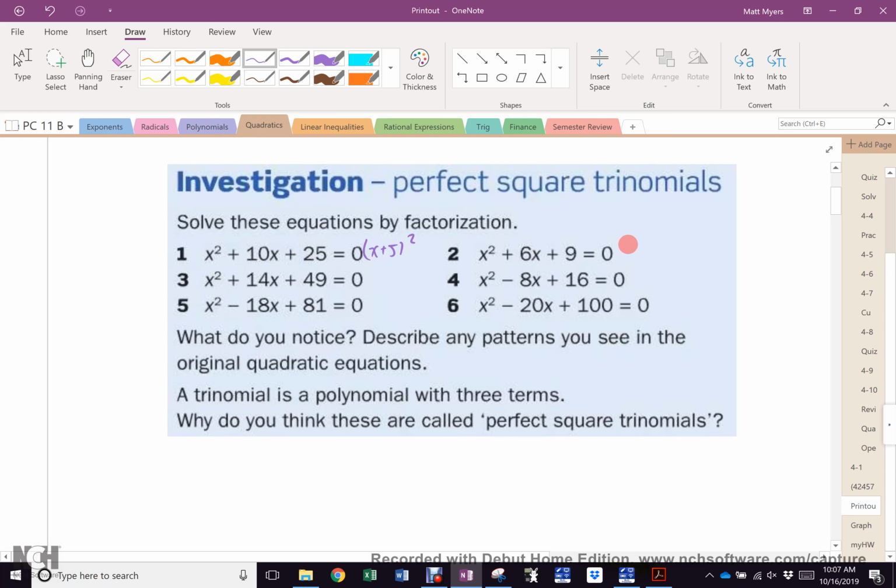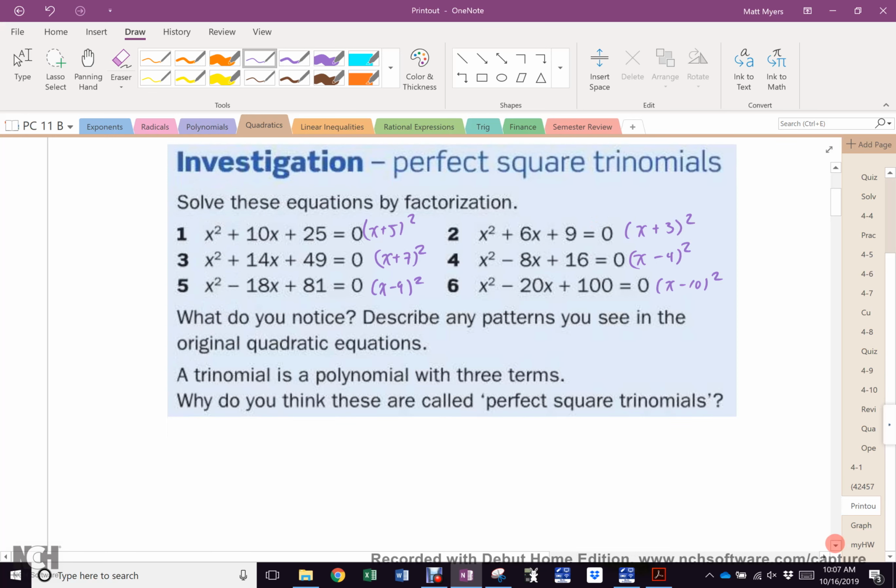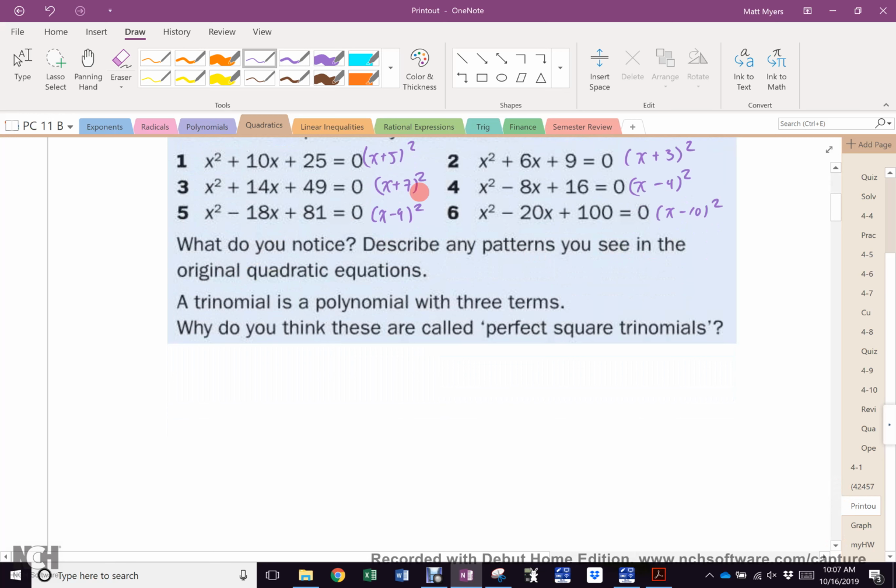What's 2? X plus 3 squared. What's 3? X plus 7 squared. What's 4? X minus 4 squared. What's 5? X minus 9 squared. What's 6? What do you notice? They're a square at the front, they're a square at the back, and they add up to the middle term, yes? So, what are the patterns of the original quadratic equations that you see there?